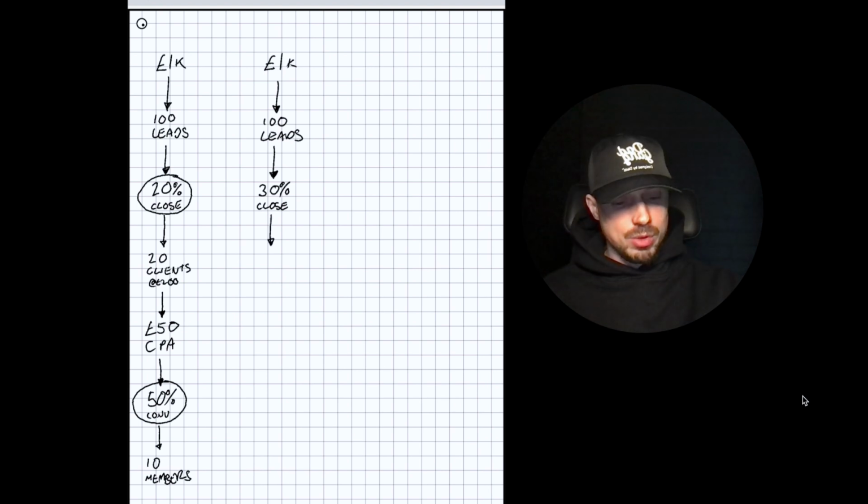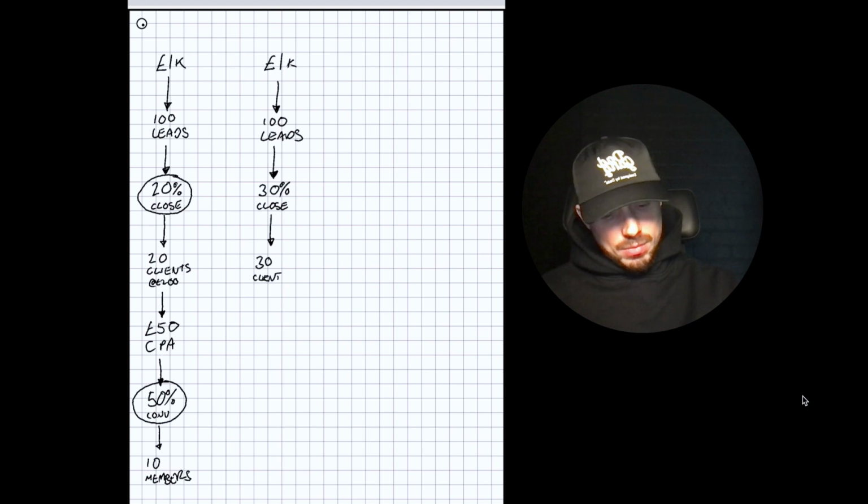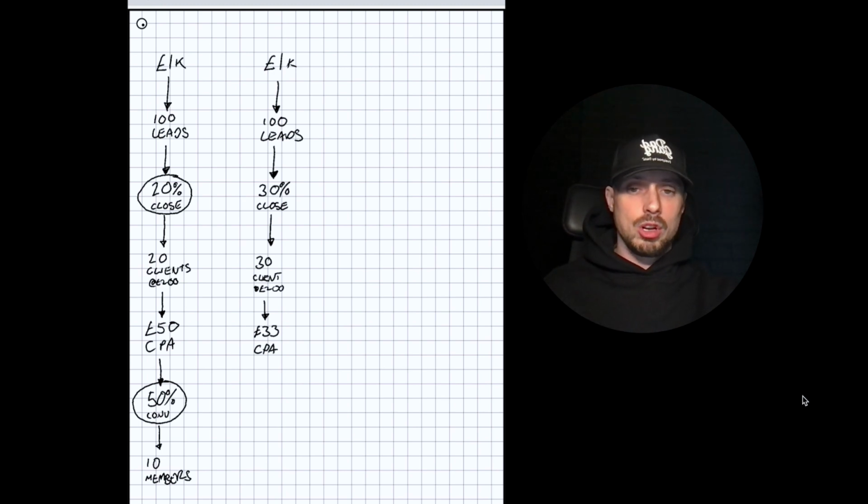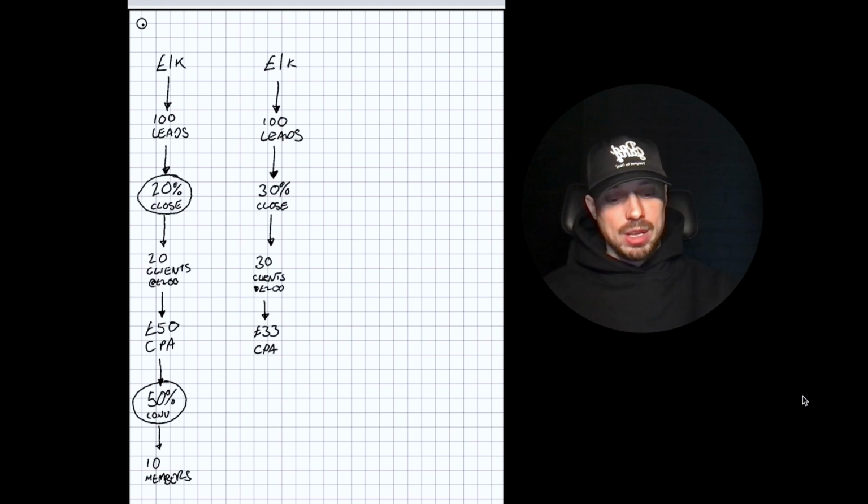So let's say you've gone from 20% close rate to 30% close rate. That means that you end up with 30 new clients at 200 quid. Terrible writing there. And the acquisition cost then comes to around 33 quid, if I'm doing the mental maths quickly enough. So 33 quid, obviously still a really, really good cost per acquisition, actually a better cost per acquisition. You're getting a better return on your ad spend by increasing this close rate to 30%.